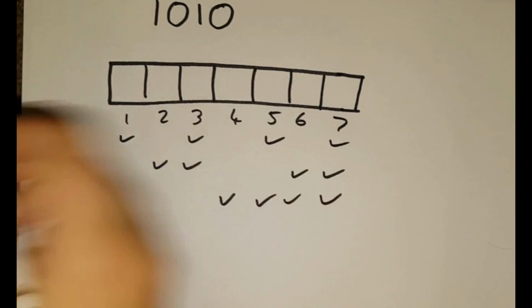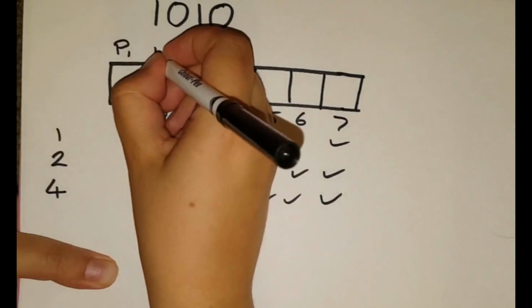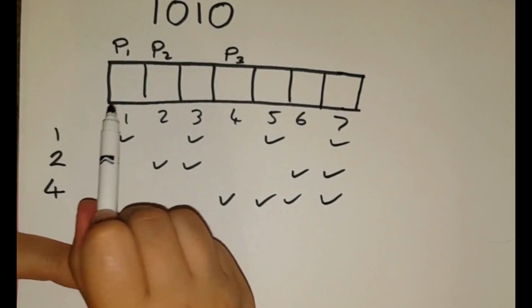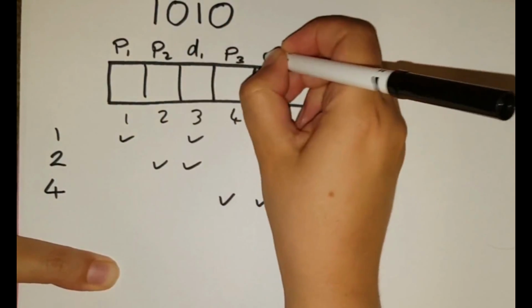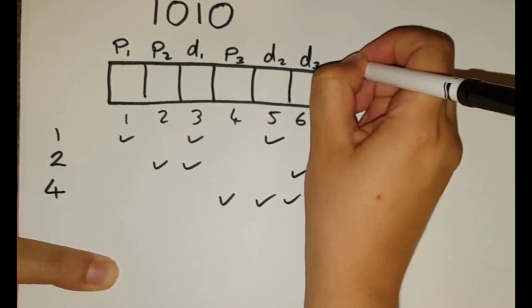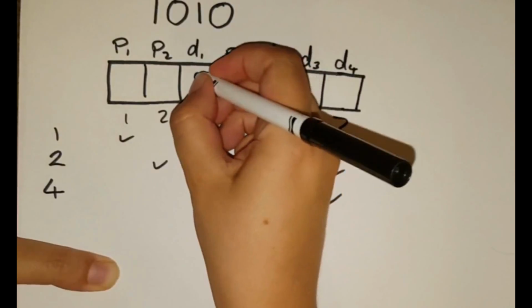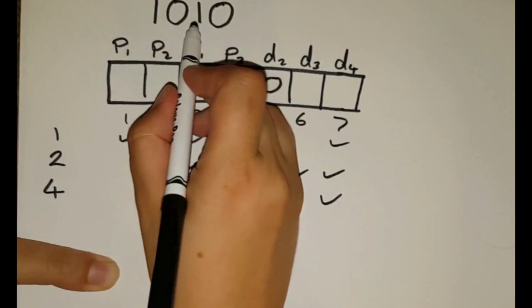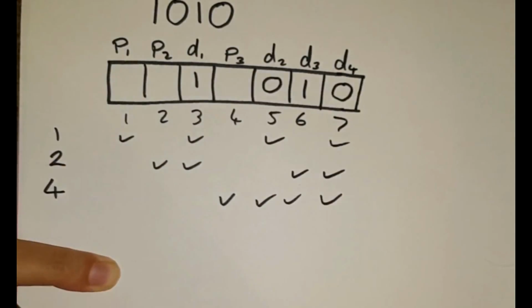Now, what I do is, within the boxes, I have parity 1, parity 2 and parity 3 in cells 1, 2 and 4. So those are my powers of 2. And then I'm going to label D1 to D4 my 4 message cells, and then I'm just going to go ahead and write the message in there. So that's my first bit of my message, 0 is the second bit of my message, the third bit of my message is a 1, and the fourth bit of my message is a 0.